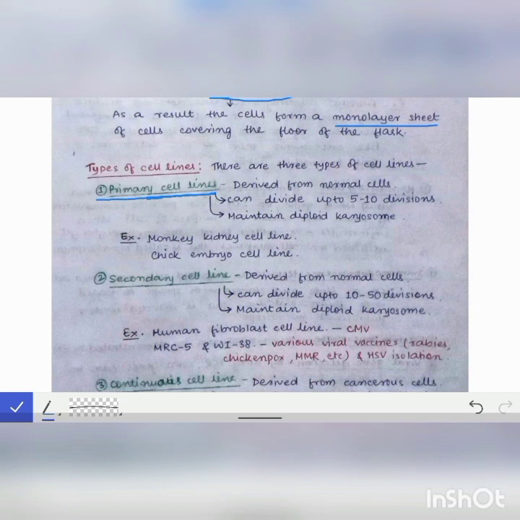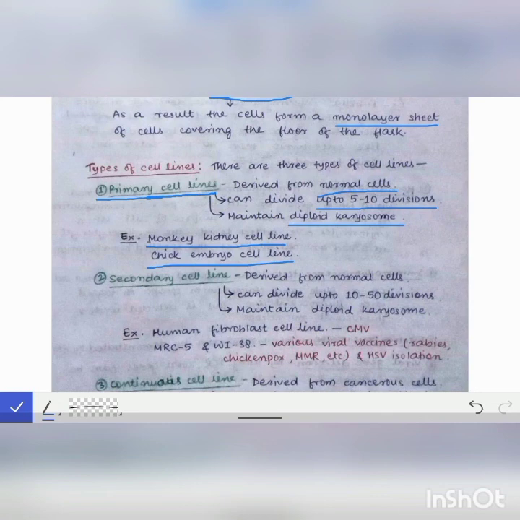Primary cell lines are derived from the normal cells. So here normal tissue is used for making that cell line, and these normal cells have the capacity to divide up to 5 to 10 divisions, and they maintain the diploid karyotype. An example for that is the monkey kidney cell line and the chick embryo cell line.